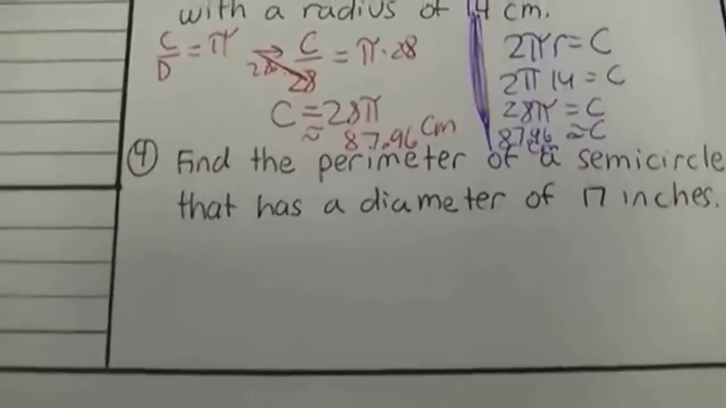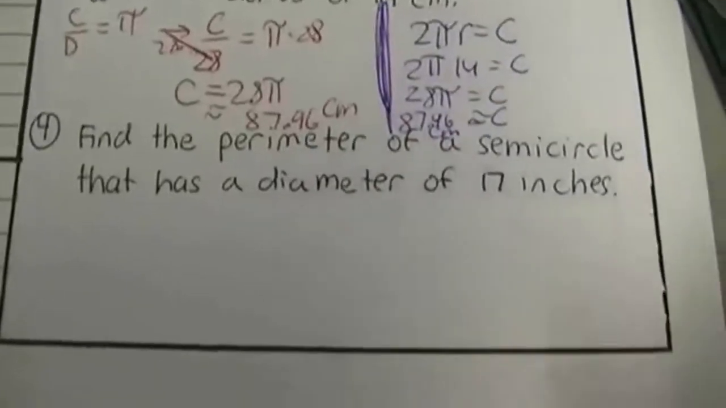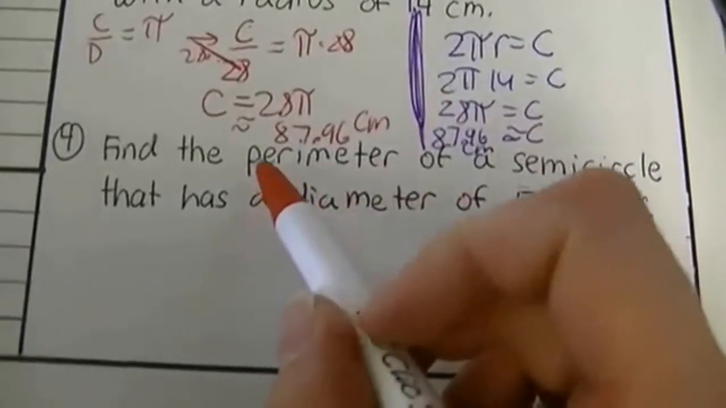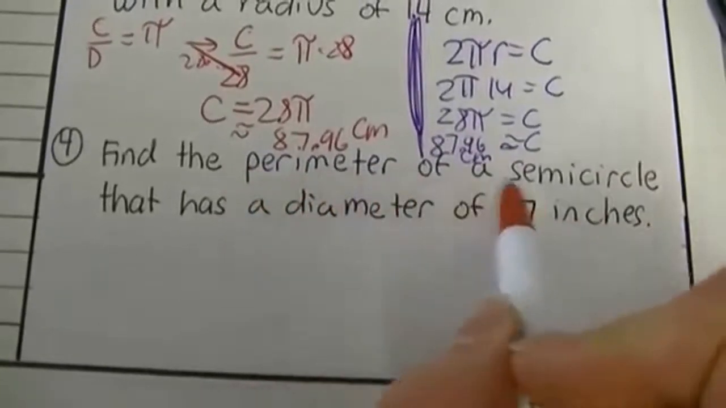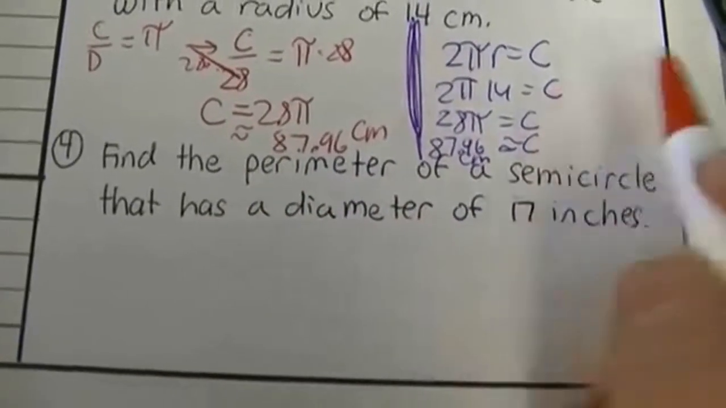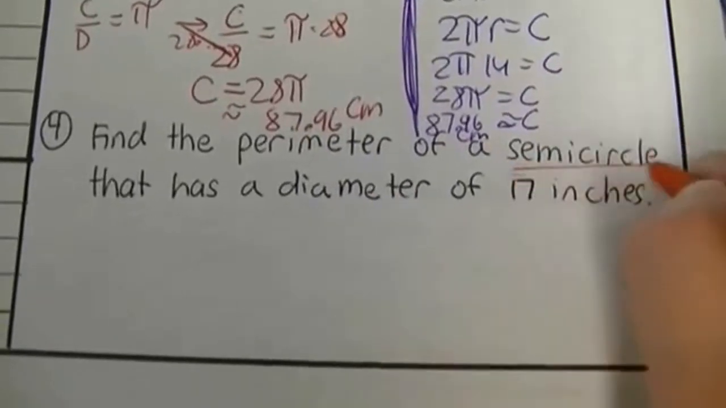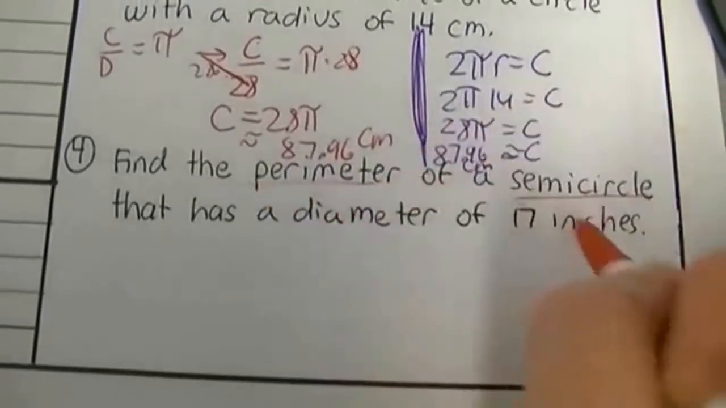Alright, number 4. Find the perimeter of a semicircle. Okay, they're trying to trick me here. I know perimeter means like circumference. So find the perimeter of a semicircle that has a diameter of 17 inches. Oh, this is also trying to mess with me. Semicircle. Perimeter of a semicircle.